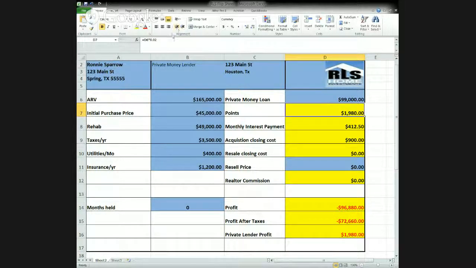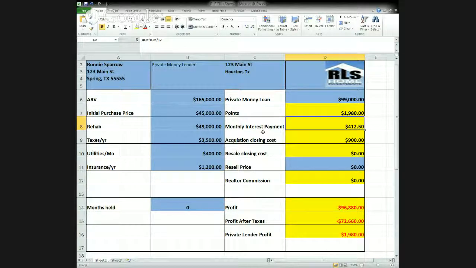Now, if your lender charges you 3 points, okay, now that's your 3-point fee. So my lender right now charges me 2 points. So I'm going to put this as a 2, and that's going to be his fee. So that's the money he's going to make on me when I buy the property initially.